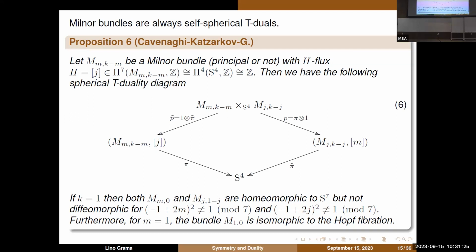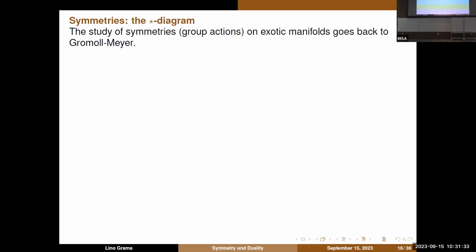Okay, this is our first observation. But now we would like to go further. We now use symmetries. The first was duality, and now symmetry. Because how can you put your hands on this manifold? It's an exotic manifold, but can we put geometric structures on it?